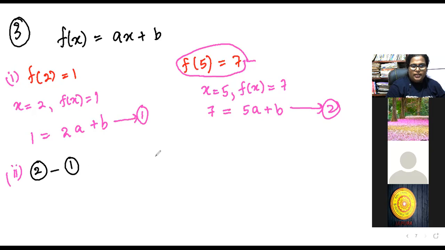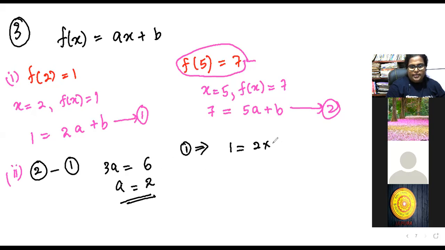So we can simplify this one as 5a minus 2a gives you 3a equals 7 minus 1, which is 6. So a equals 2 here. And once you find the variable, you can substitute this variable a into one of these two equations. So let me substitute into equation 1. So 1 equals 2a, a is 2, plus b. So it is 1 equals 4 plus b. So b is minus 3 here.